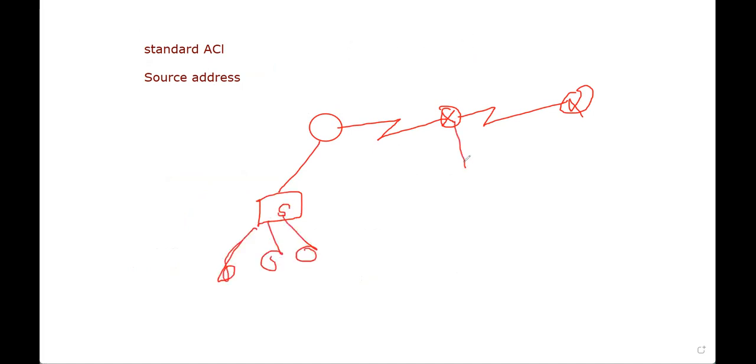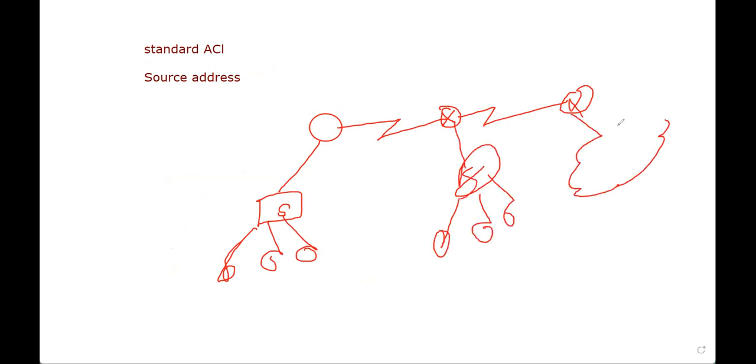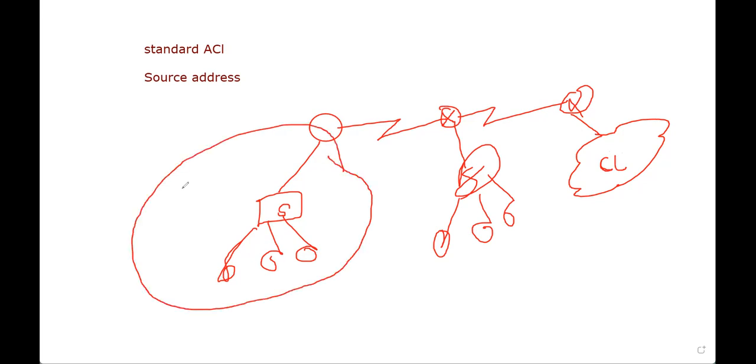And here also we have any network. Okay, 1, 2, 3. Here also we have some public network, cloud, you can say cloud. Okay. Now this is your internal network and this network is 10.0.0.0/29.